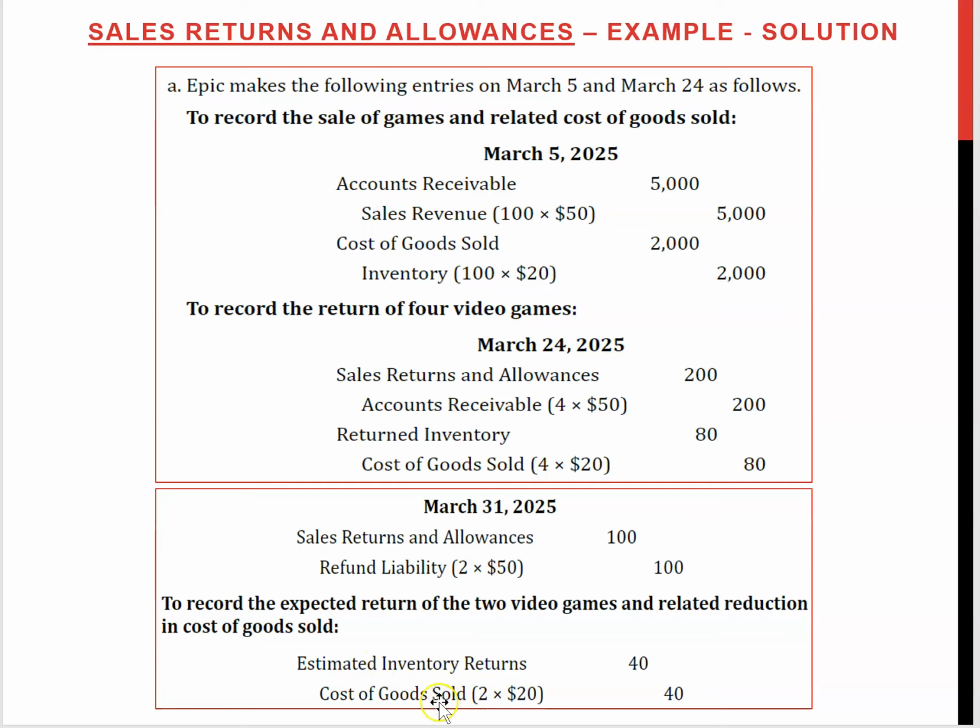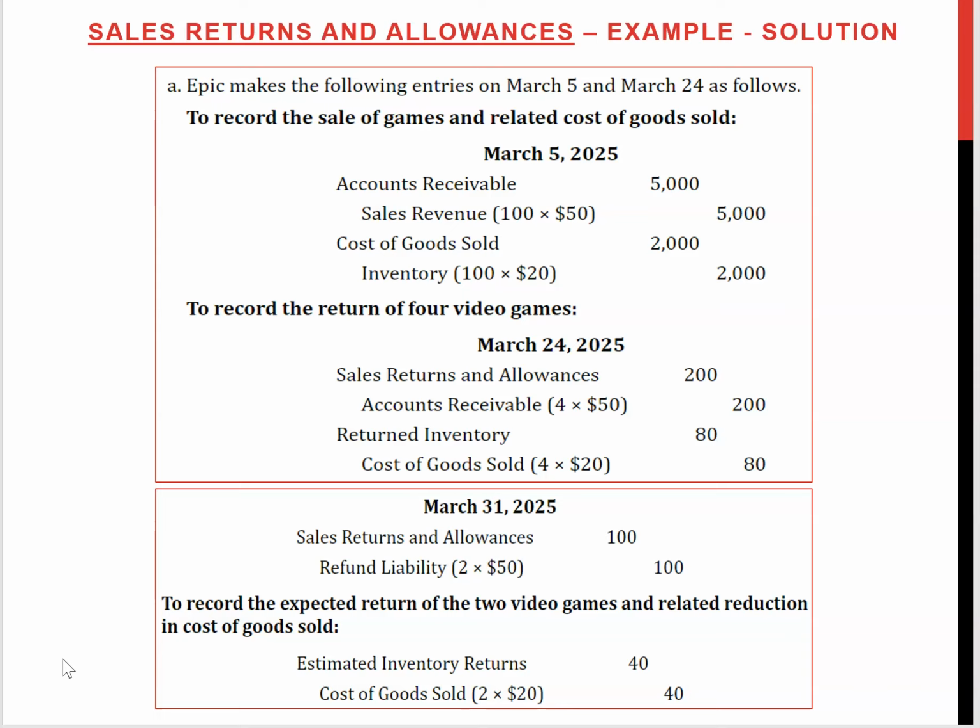And we also need to adjust with the cost of goods sold. We reduced it, and we also debited estimated inventory returns. So this is what we are doing at the end of the year to adjust other sales return, which is kind of confirmed but not yet happened.